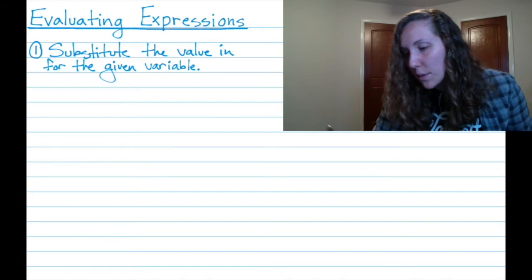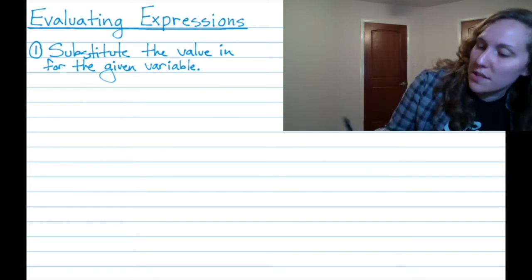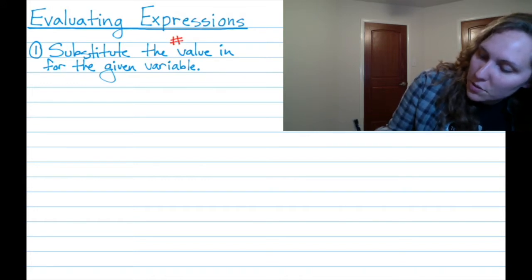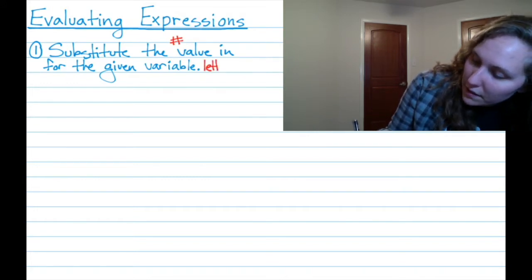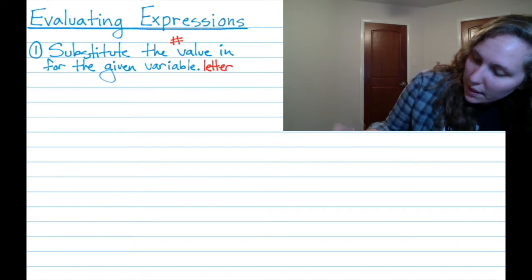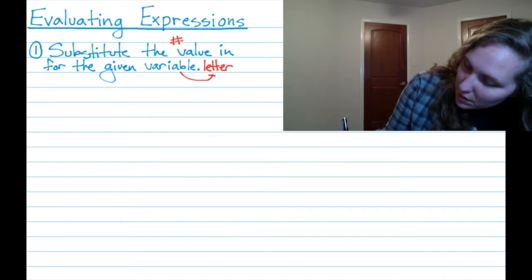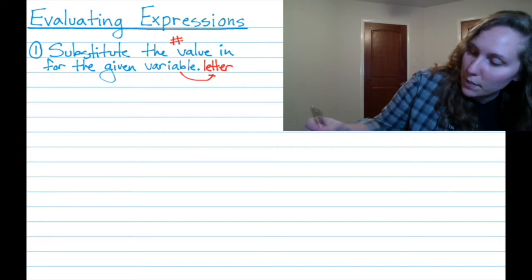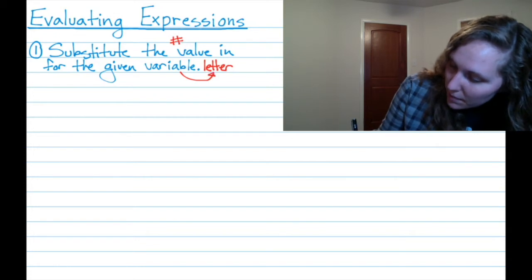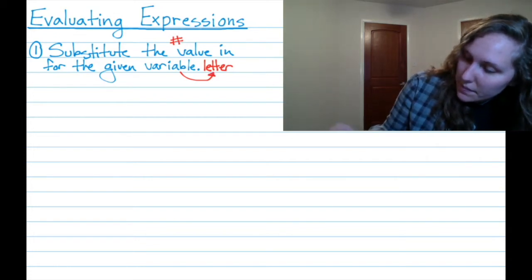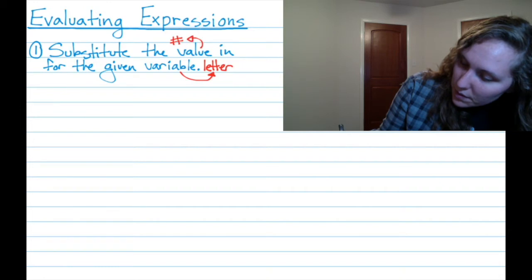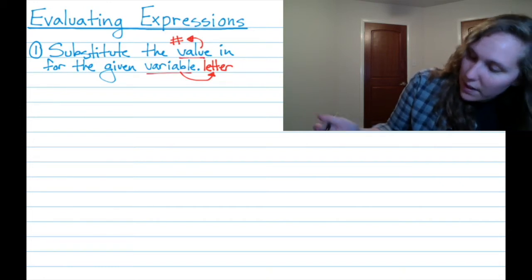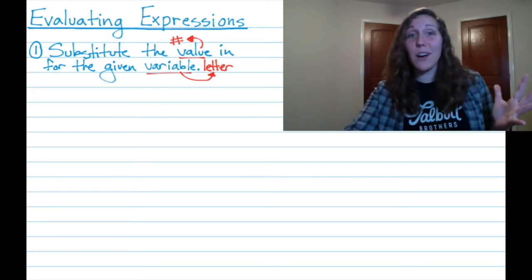And here's what that really means. The value is really just the number, okay? And the given variable is really just the letter, okay? Variable, it's really just the letter. Ooh, just threw my stylus across there. Value is really just the number, and the variable is really just the letter. Okay, that's really all you need to know.